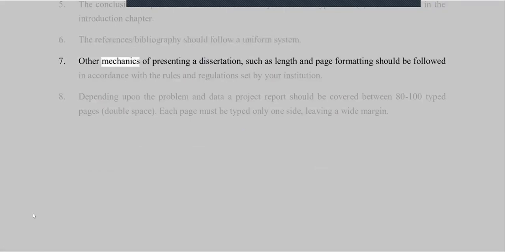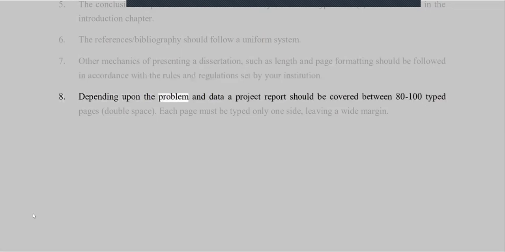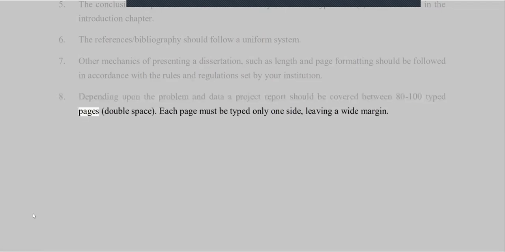7. Other mechanics of presenting a dissertation, such as length and page formatting, should be followed in accordance with the rules and regulations set by your institution. 8. Depending upon the problem and data, a project report should cover between 80 to 100 typed pages, double space. Each page must be typed only on one side, leaving a wide margin.